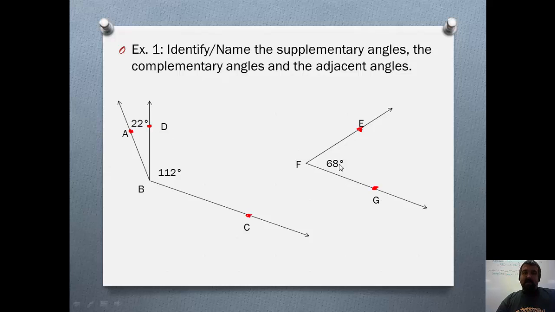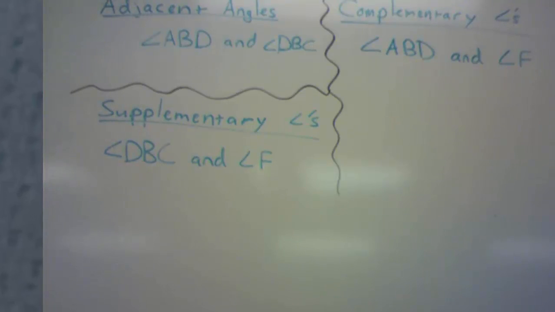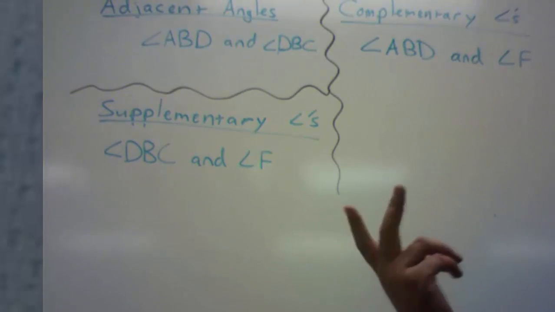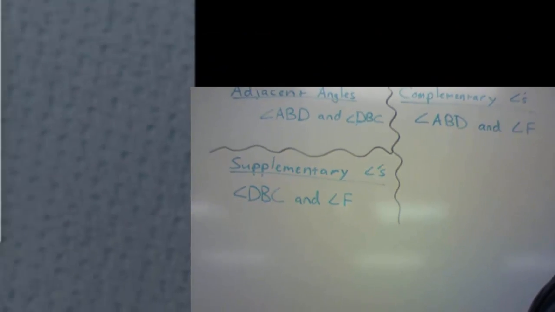The only other case that could be complementary, let's try 68 plus 112. When I add those two together, I'm going to get 180 degrees. So angle F and angle DBC is not complementary, but they do happen to be supplementary. And there we go. Those are all the answers to this problem, written as such. Remember, you could flip the order of any angle around. So for instance, at the top left one up here, you could have angle DBA.